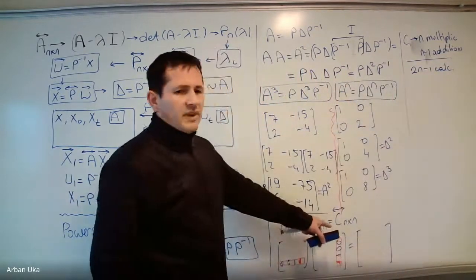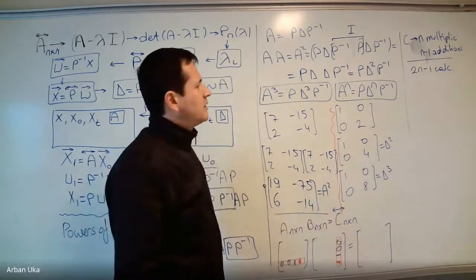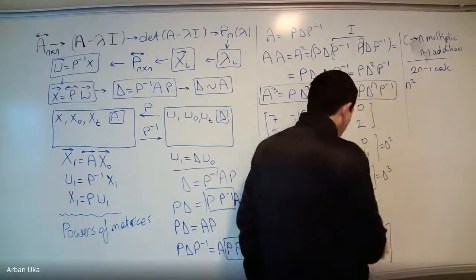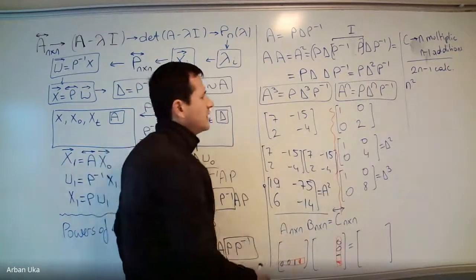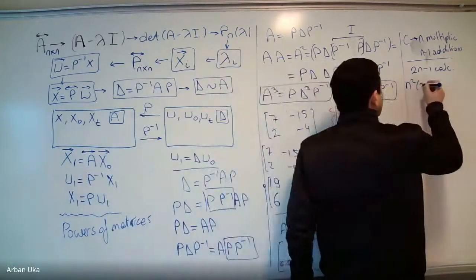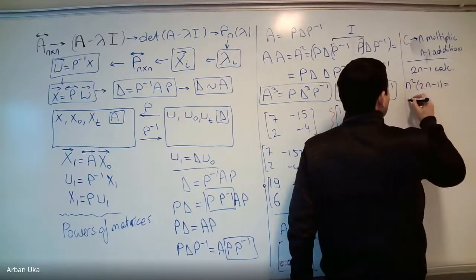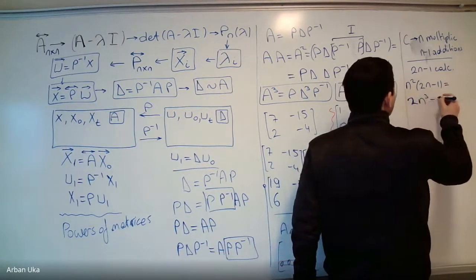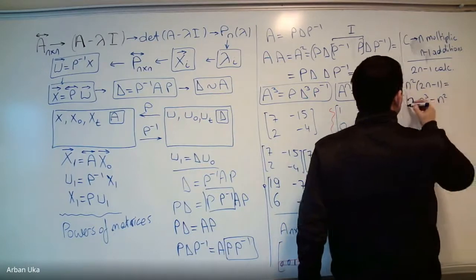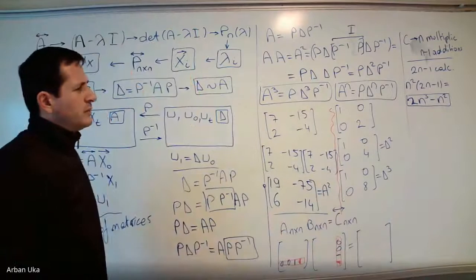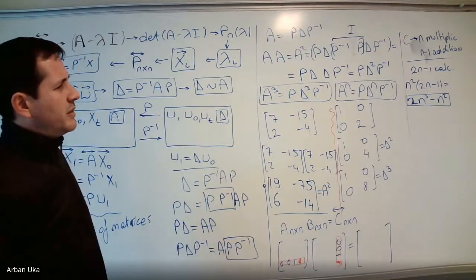But if C is composed of n squared numbers, then the total number of calculations to multiply 2 matrices which are n by n is going to be n squared times 2n minus 1. So this is equal to 2n cubed minus n squared. Okay, so this is the number of calculations needed whenever we multiply 2 matrices.